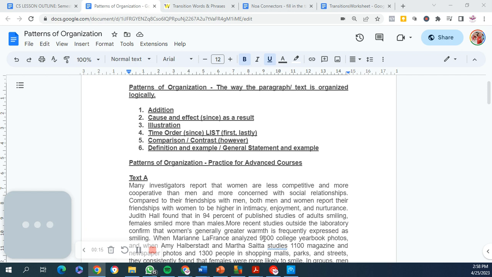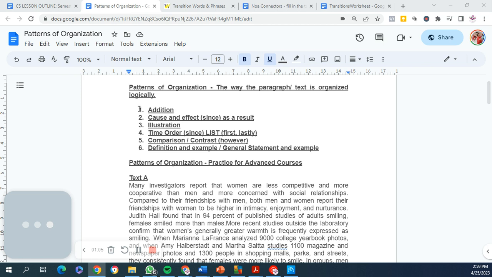And in this section, I want to introduce patterns of organization, the way the paragraph or a text is organized logically. So up until now in the Nearpod, we talked about connecting words that show relationships of cause and effect, comparison, contrast, illustration, time order, listing, or steps in a process, and so on. And now we're gonna take it to the next level: how to organize your thoughts if they're more than one sentence, which is what you'll need also for the summaries and your outlines, and of course your presentations at the end.